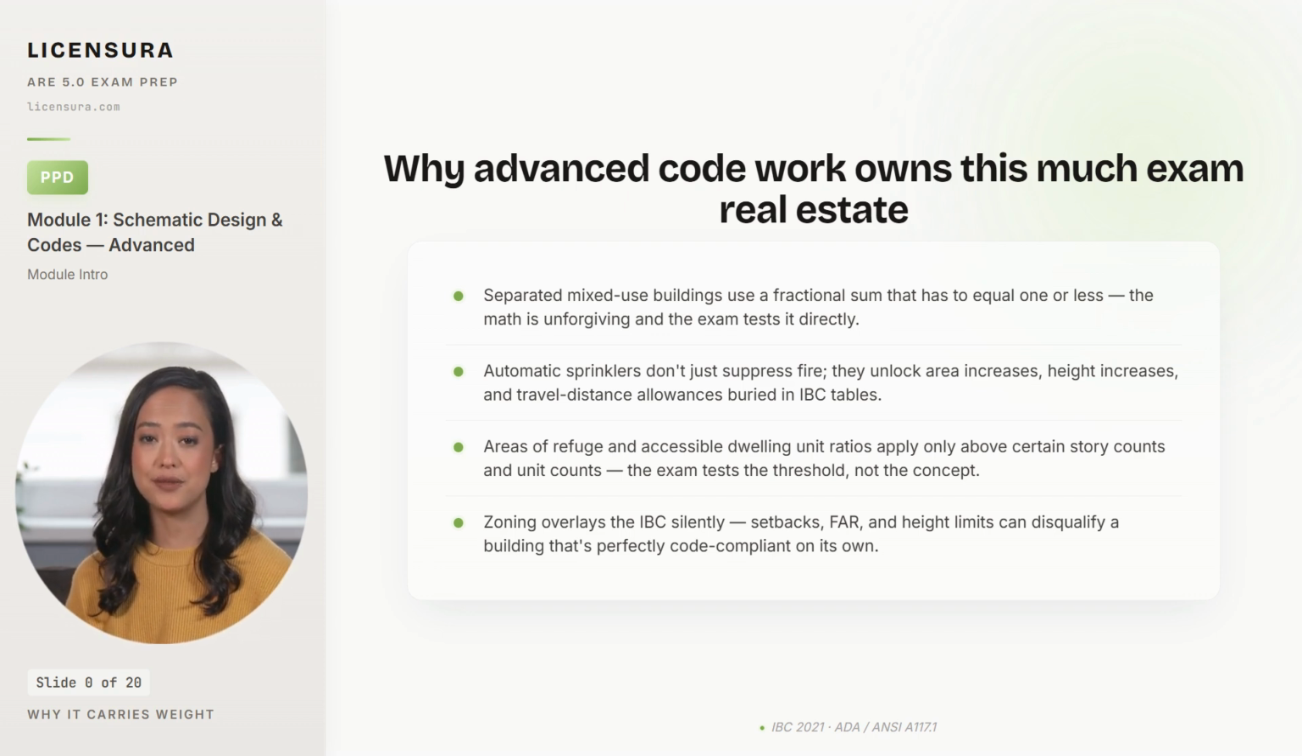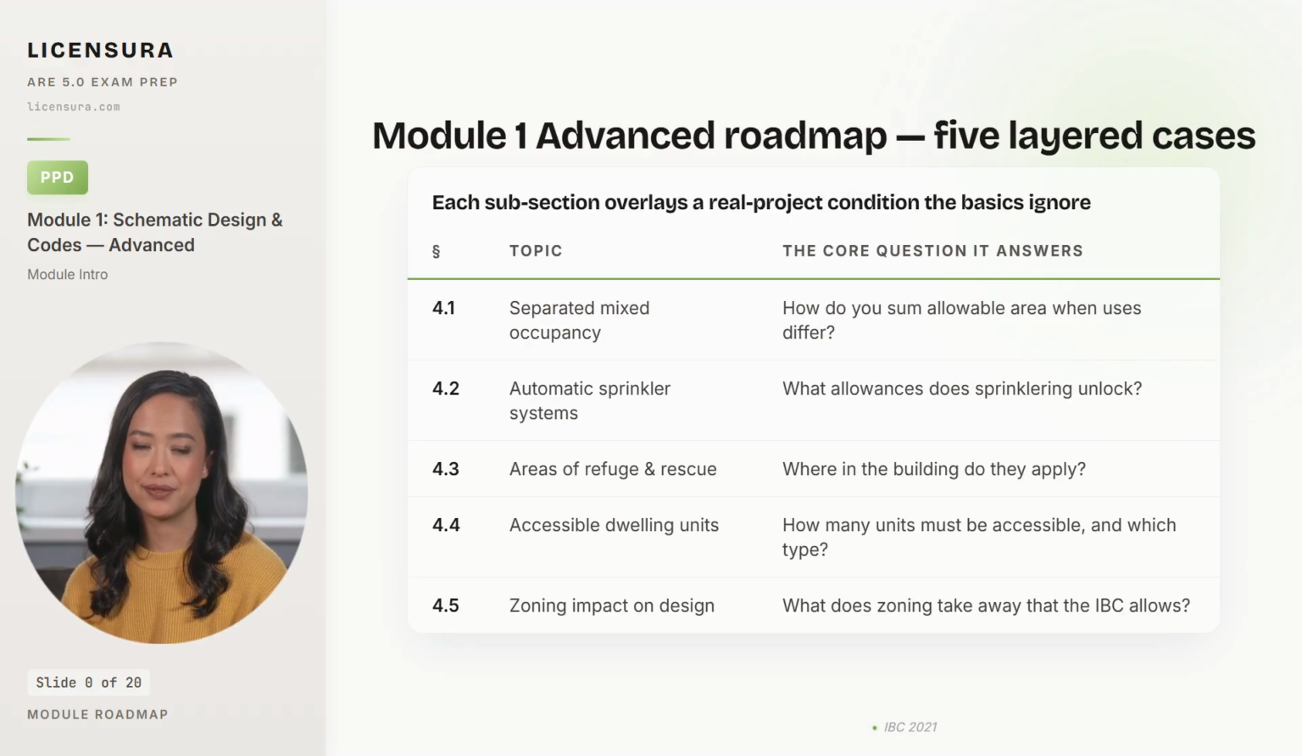Here are the 5 advanced subsections in the order the exam stacks them. 4.1 is the separated mixed occupancy calculation, the fractional sum from IBC Chapter 5 that decides whether a building with multiple uses fits inside its allowable area envelope.